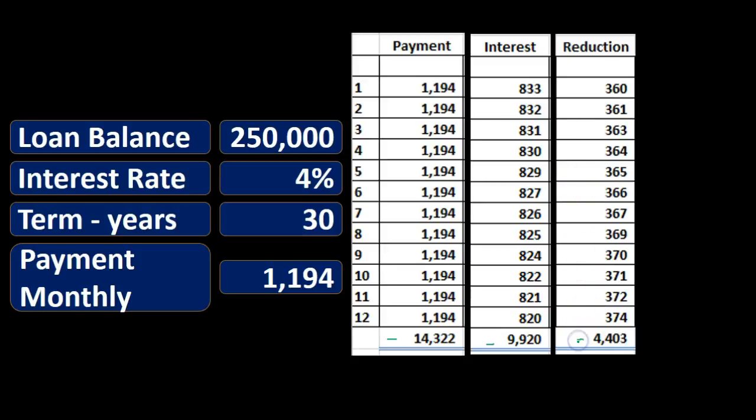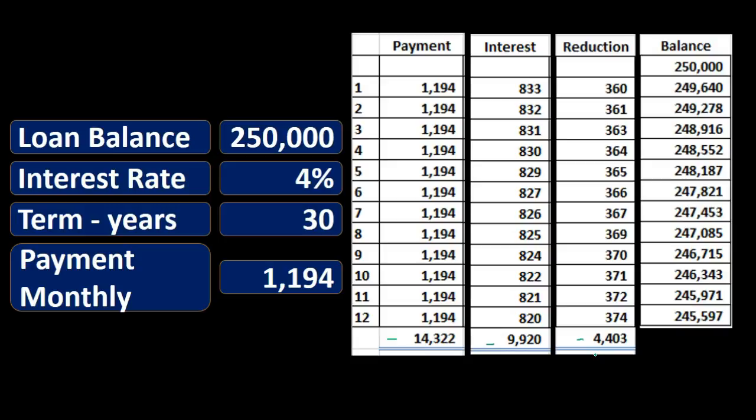So of the total, this is the total payment. This is the amount of that payment that is interest. Then this is the amount that is principal. And that means that the reduction at the end of the year, remember, we're up here at the $250,000. At the end of the year, which hasn't yet happened, we'll be down here at the $245,597.